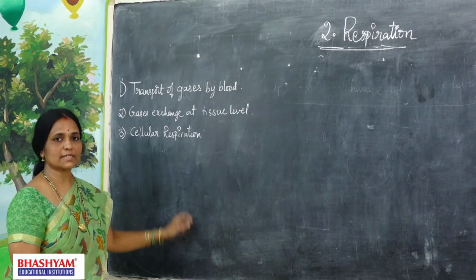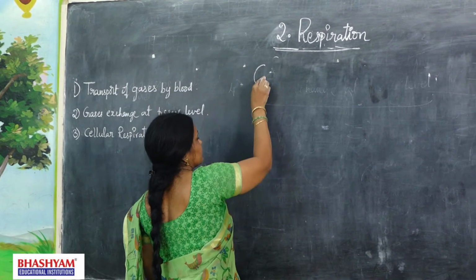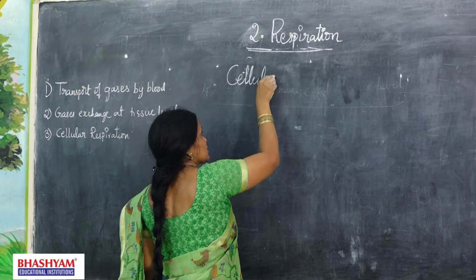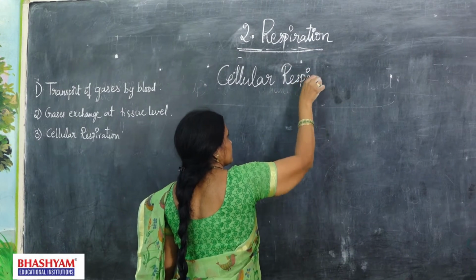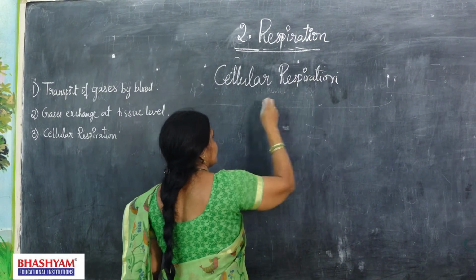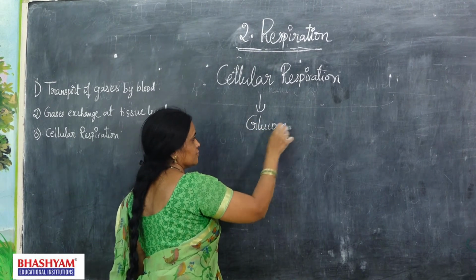Coming to the last step of respiration, cellular respiration. What is cellular respiration? Cellular respiration is nothing but oxidation of glucose at cell level.